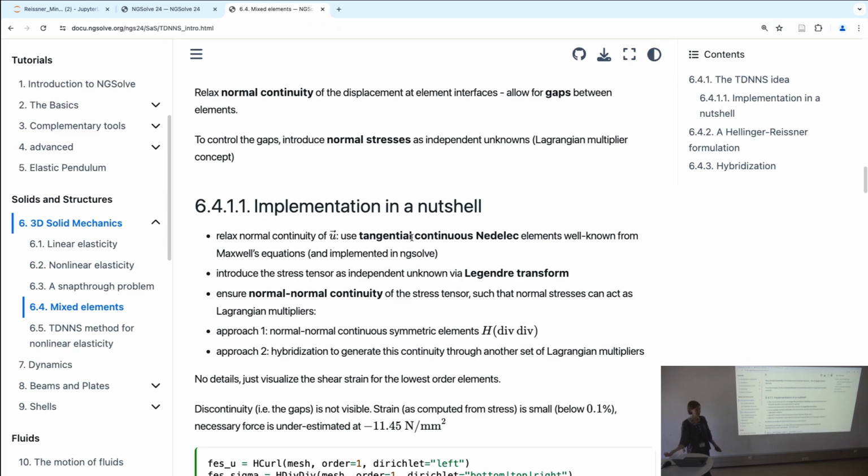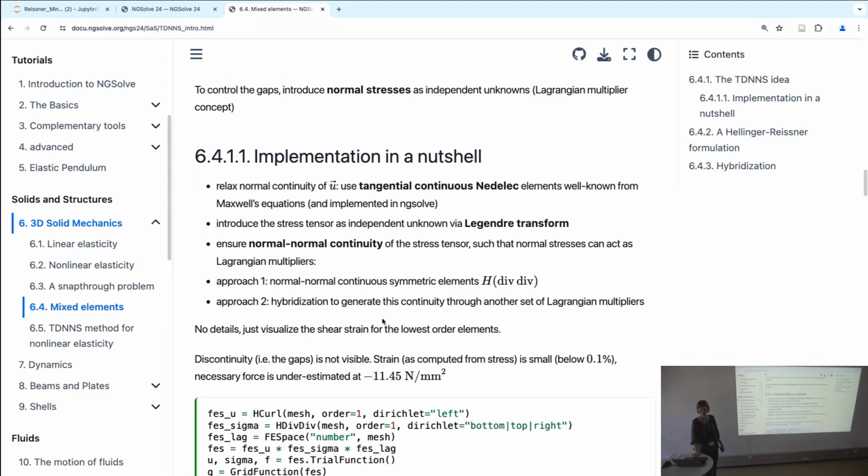A normal gap means the displacement is tangentially continuous. And that's what NGSolve has from its beginning on, I think. Tangentially continuous elements are Nedelec elements, which are well known as in Maxwell formulations for the electric field. So those were already there. What we need to add is something that has a normal stress as a degree of freedom. And there we developed stress elements, tensor-valued elements, with a continuous normal component. So n dot sigma dot n as a continuous value.